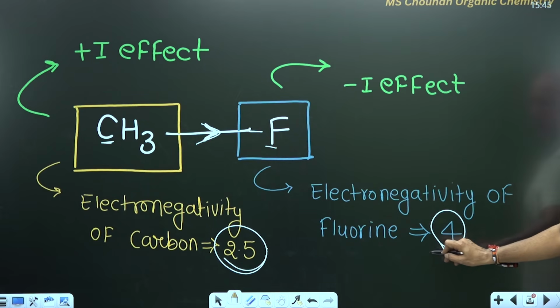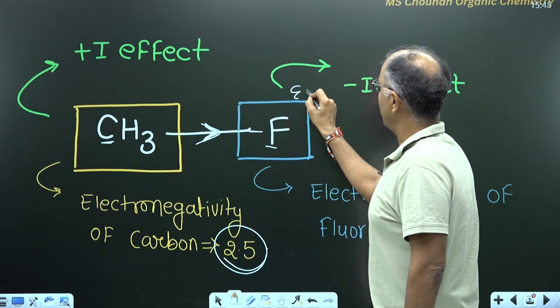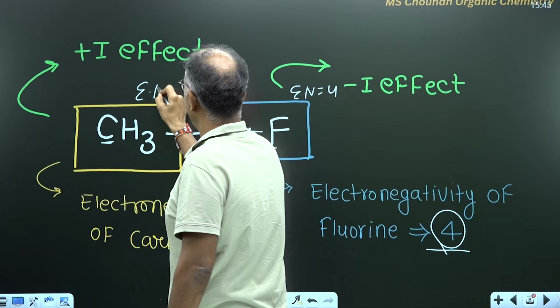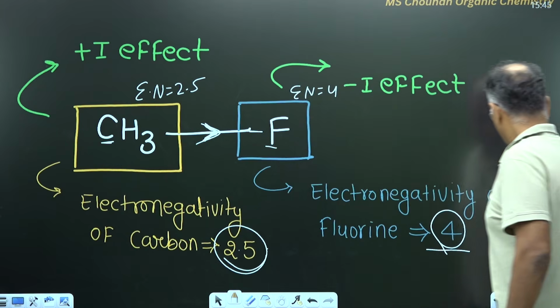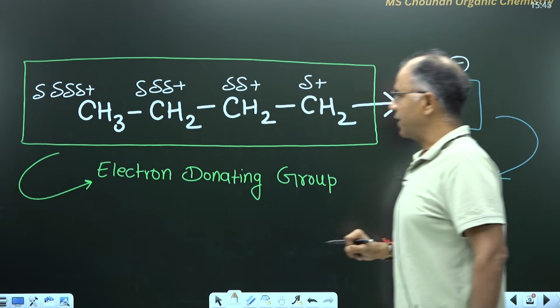So write this data of electronegativity. Just simply write this example and write electronegativity is 4. Right here electronegativity is 2.5. Now this is the most basic example of inductive effect.